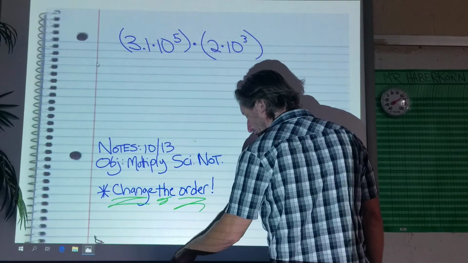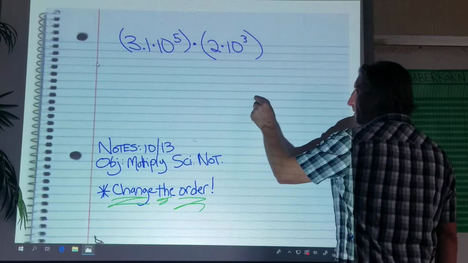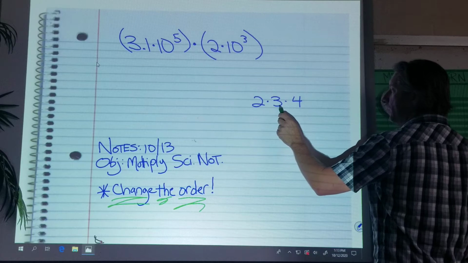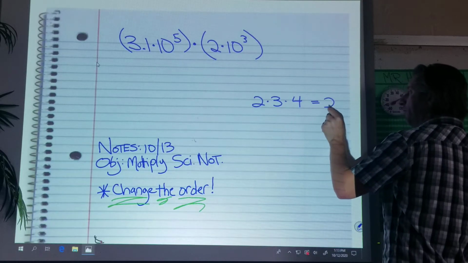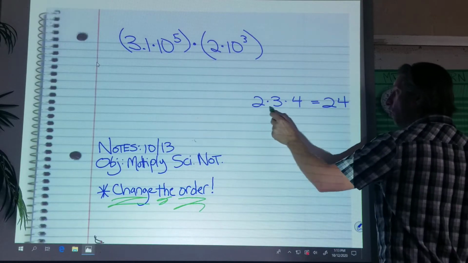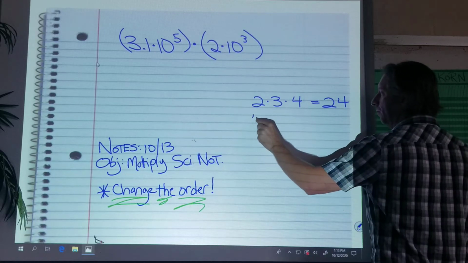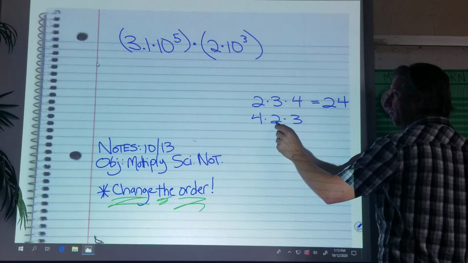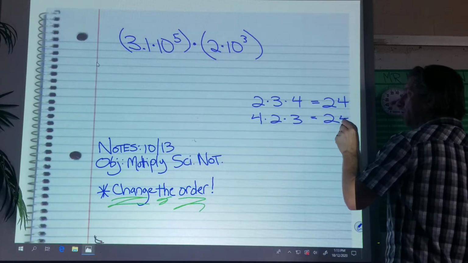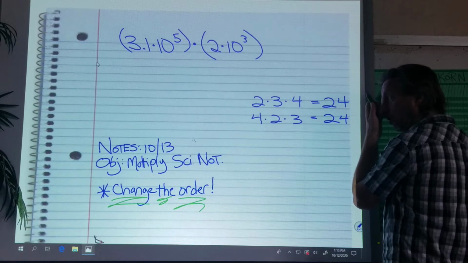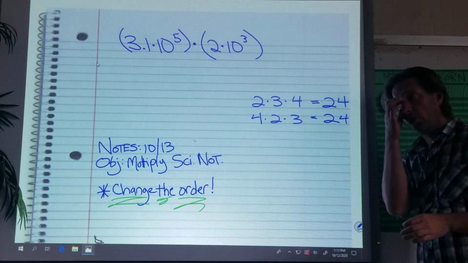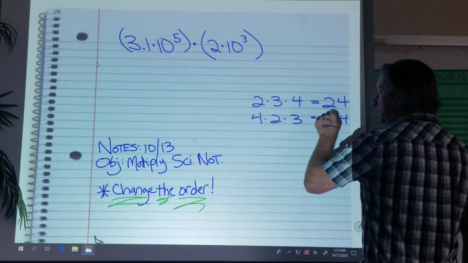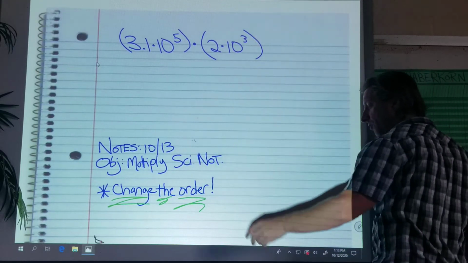So one thing we know when we're multiplying, 2 times 3 times 4. 2 times 3 is 6, 6 times 4 is 24. Now I could put these in any order and get the same answer. 4 times 2 is 8, 8 times 3 is 24, right? So it's a rule in math, you can always change the order as long as you're just multiplying, and you should be able to get the same answer. So I could do that up here too, and that's what we're going to do.